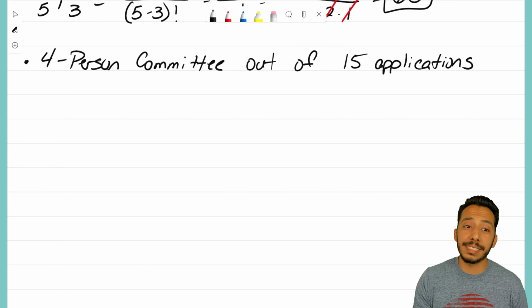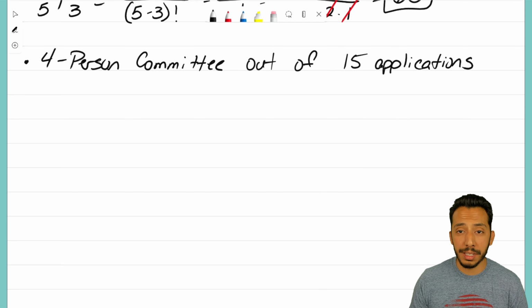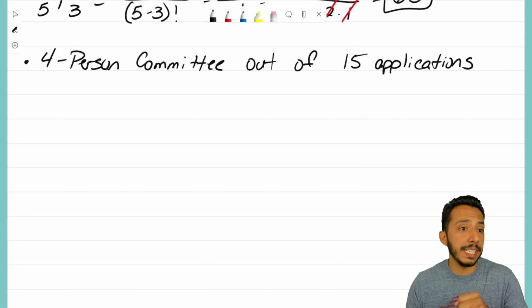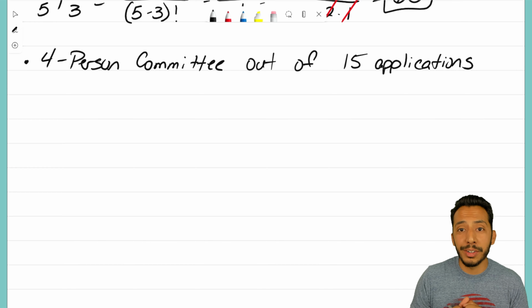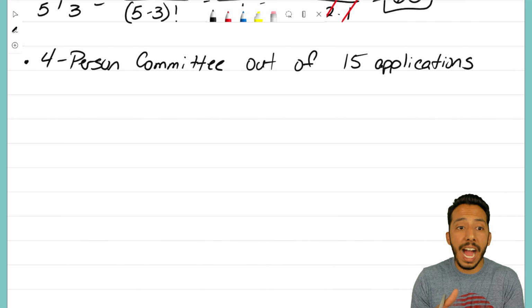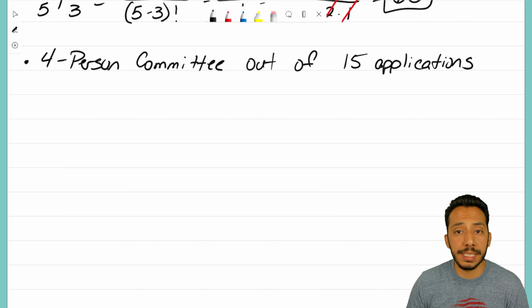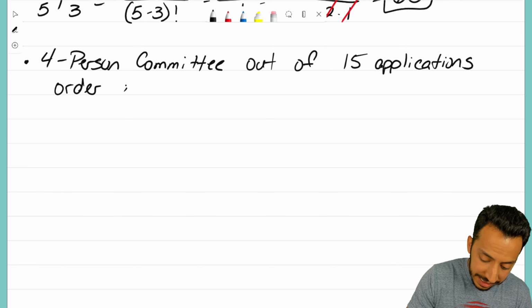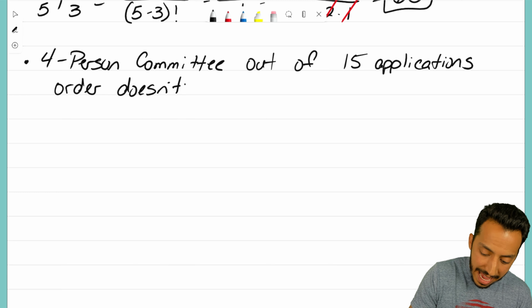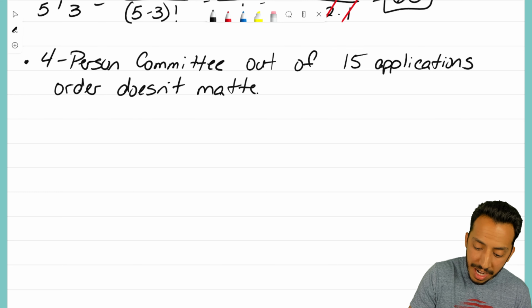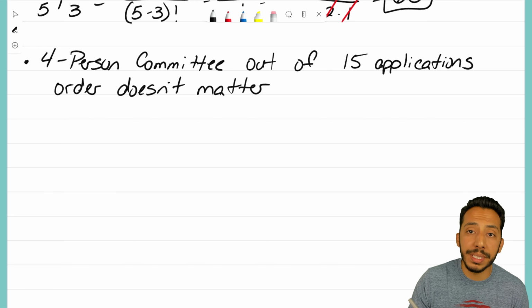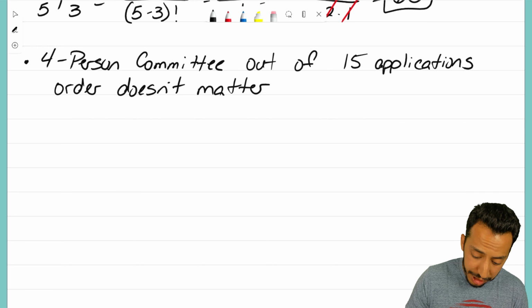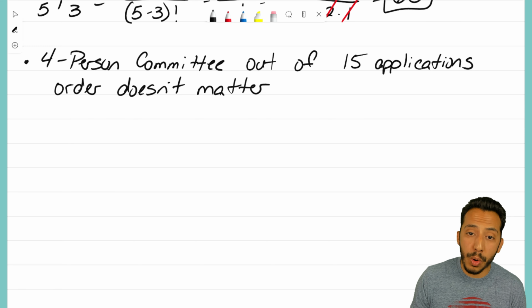I think in this case, since I'm just picking a 4-person committee, I'm not picking a president, a vice president, a secretary, a treasurer. I'm not giving them roles. I'm just saying I need 4 people to work on this committee. I think in this case, the order doesn't matter. And since the order doesn't matter, that means that this is a combination.